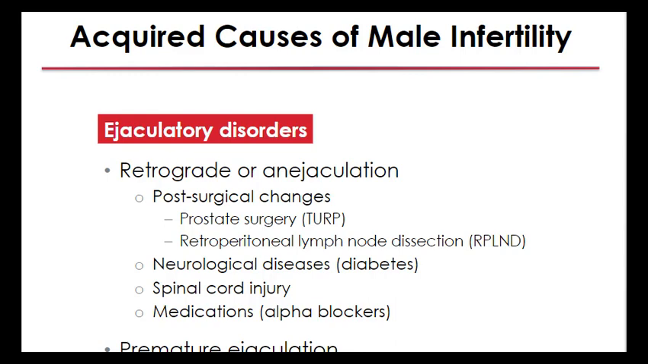Ejaculatory disorders are also acquired causes of male infertility. In retrograde ejaculation, semen enters the bladder instead of passing out through the urethra during ejaculation. Anejaculation is the term for the inability, either physical or psychogenic, to ejaculate. Causes of ejaculatory disorders include post-surgical changes such as after prostate surgery or a retroperitoneal lymph node dissection, RPLND, performed to treat metastatic testicular cancer, neurological alterations such as in diabetes, spinal cord injuries, and medications such as alpha blockers for treatment of high blood pressure, and some prostate conditions. Psychological factors can cause premature ejaculation.